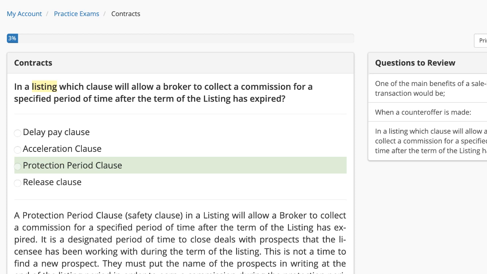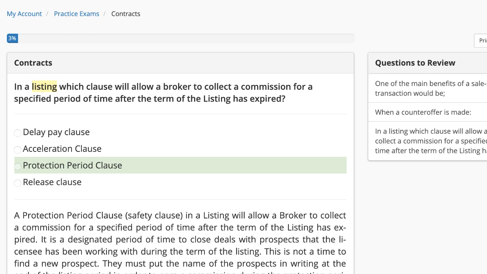But the buyer says, I can't make it today. I'm visiting my daughter in college. I'll be there next week. And you're like, no, but in 2 days, my listing's going to expire. So what you do before that day comes is you take out a piece of paper, you write the name of the buyer, you hand it to the seller, and you say, if this person closes the deal in the next 2 weeks or whatever time frame we agree upon, I will get credit.